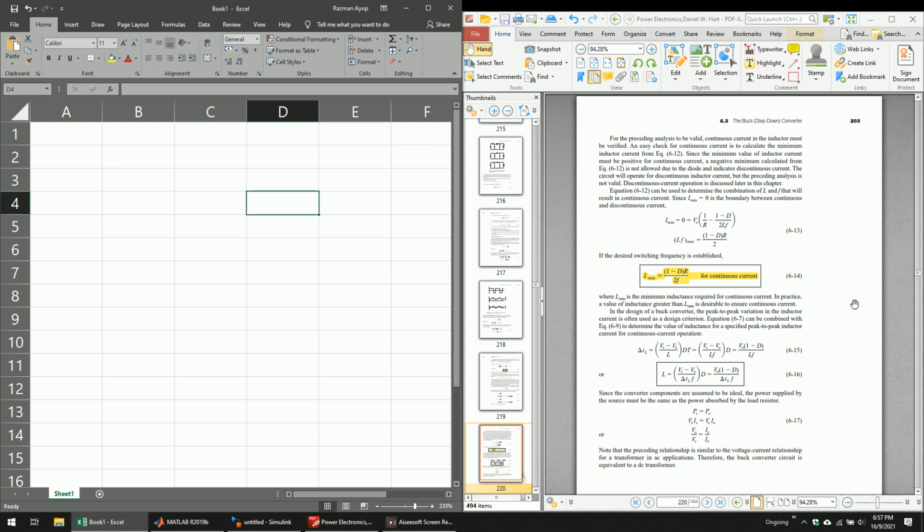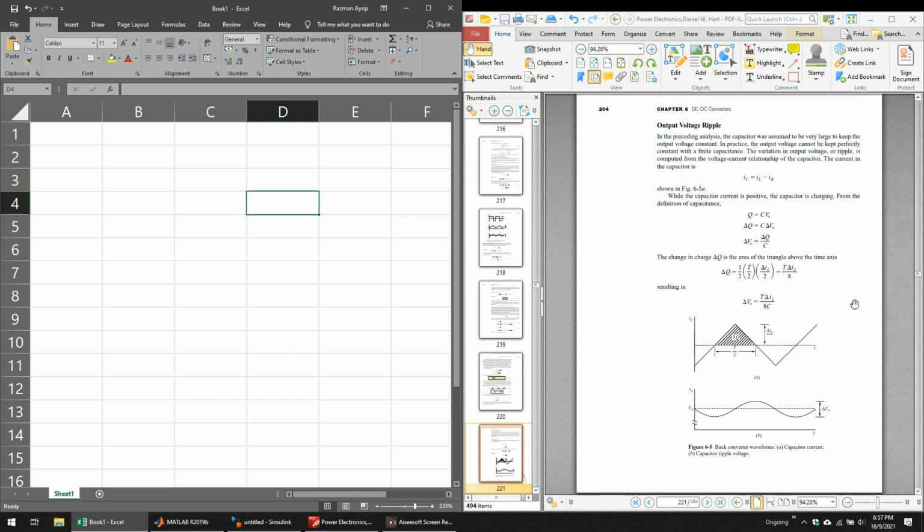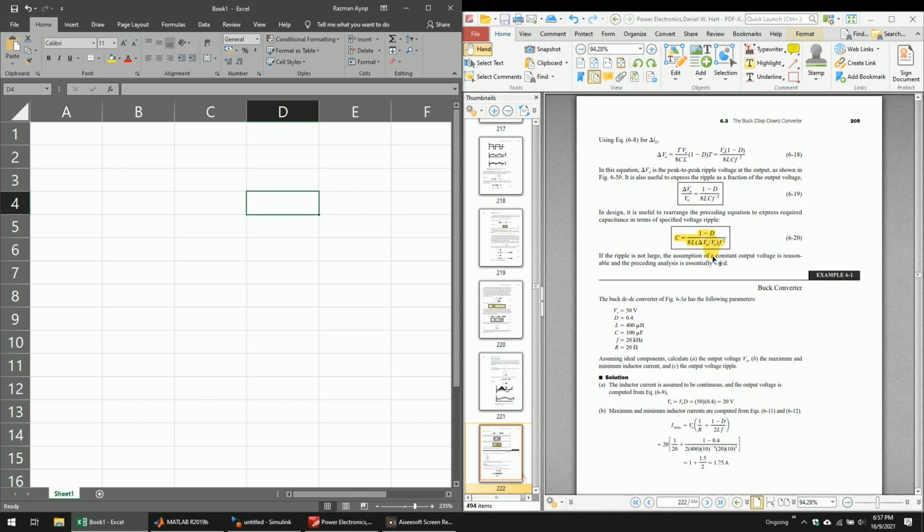The third part is the ripple factor, the output voltage ripple factor. So this is the third equation. This is the example if you want to understand how to calculate the formula.